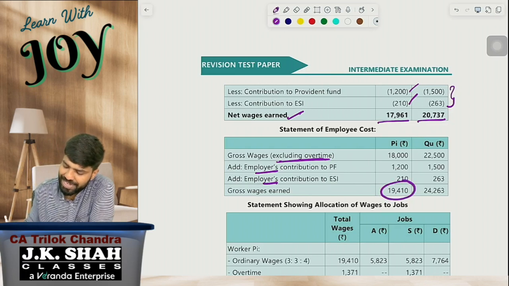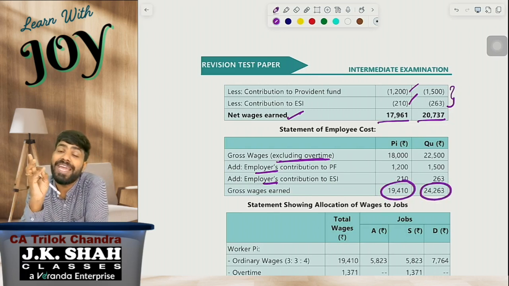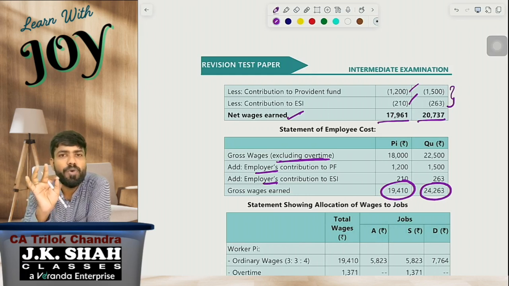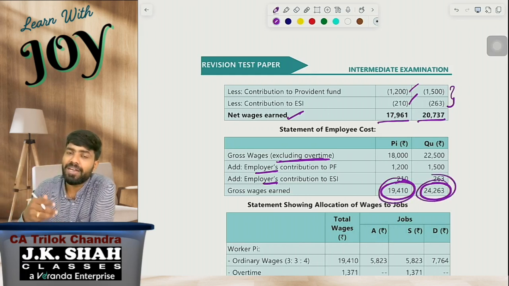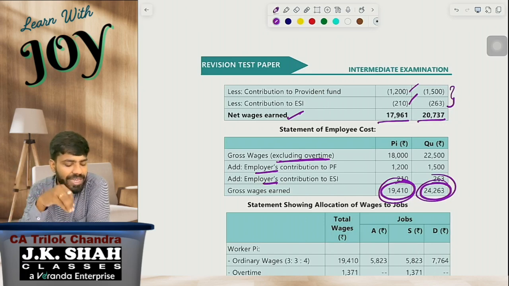Whereas this 19,410 and 24,263 has to be apportioned between A, S, D. Please understand, overtime is only for S. When it comes to these two amounts, they have to be apportioned for A, S, D. Job A, job S, job D. They gave the proportion 30, 30, 40, nothing but 3 is to 3 is to 4. And 30, 50, 20, nothing but 3 is to 5 is to 2.